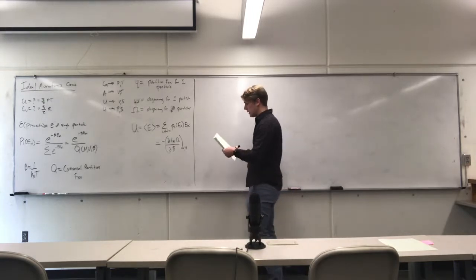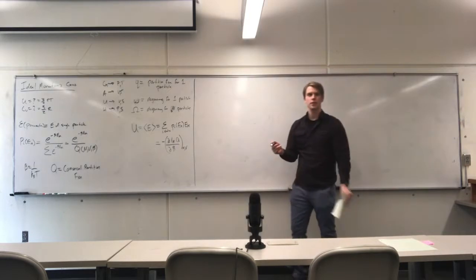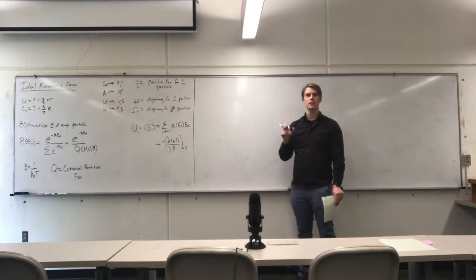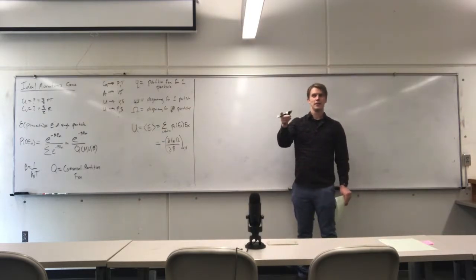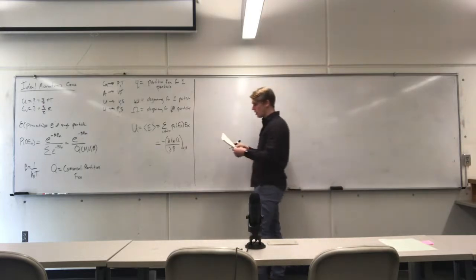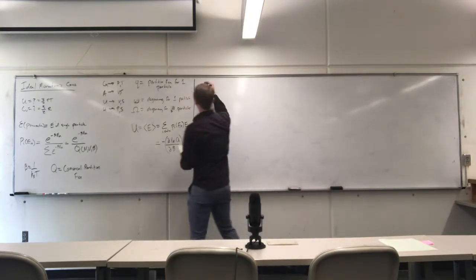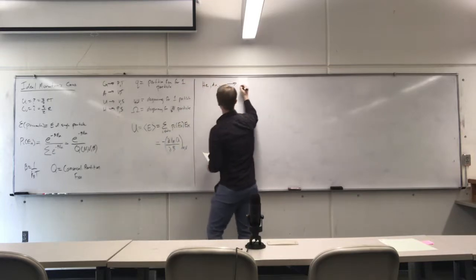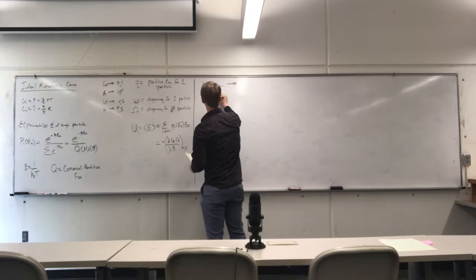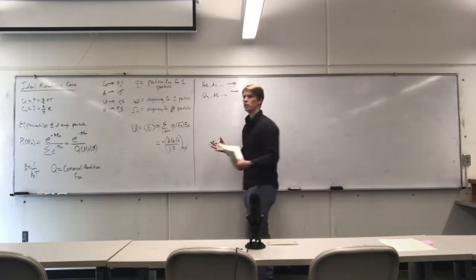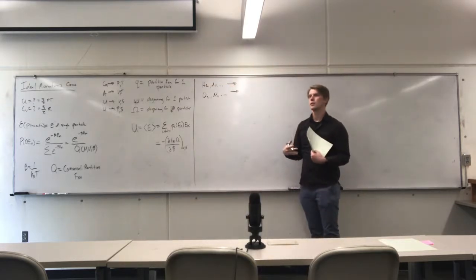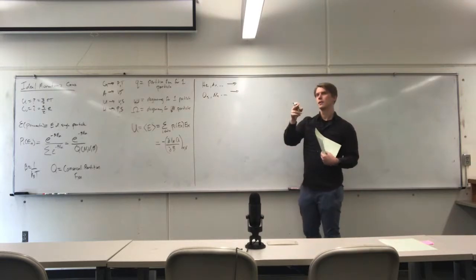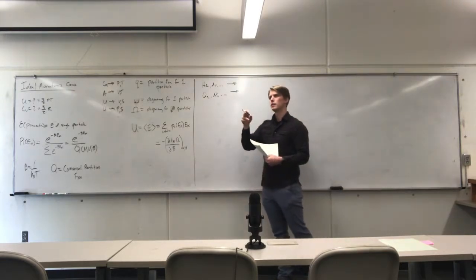So, an ideal monatomic gas, give me an example of an ideal monatomic gas. Argon. Bingo. Helium. All of these ones. So what's special about helium and argon versus, let's say, oxygen, nitrogen, and so on? What's special about helium and argon that is different?